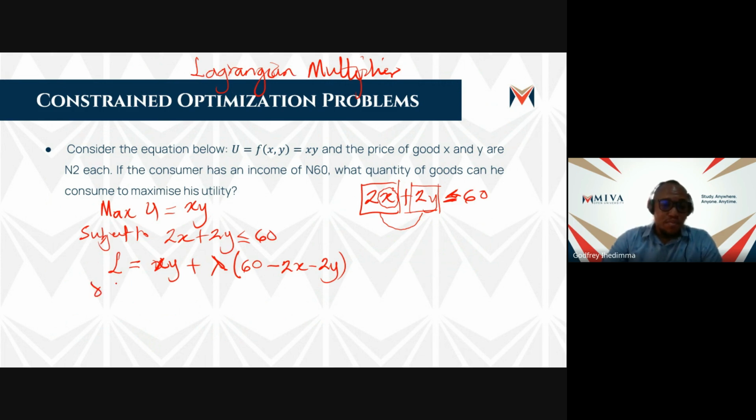So differentiating partially the Lagrangian with respect to X gives us: here X becomes 1, 1 times Y gives us Y, plus lambda. Here we have a constant 0. Here we have minus 2, and Y turns to 0. So this is equal to 0. And why are we equating to 0? Because the first order condition says whether at minimum or maximum, you should equate the first differential to 0. So we can call this equation 1, and this gives us that Y minus 2 lambda equals 0.